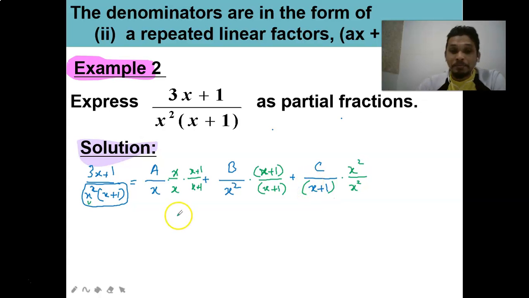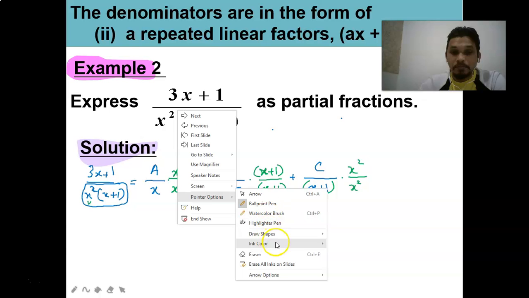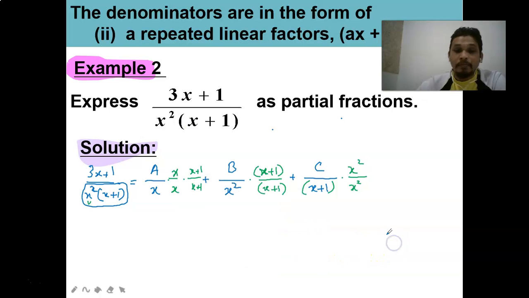So now we are going to compare the numerator, which is 3x plus 1 equal to, okay, a times x plus 1, it gives you ax squared plus ax. Then b times x equal to bx plus b times 1 equal to b. And cx squared. Okay, then we are going to compare with this one here.